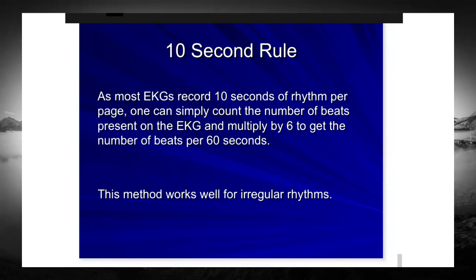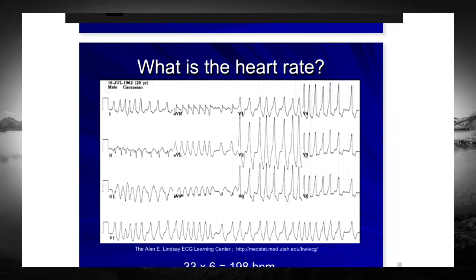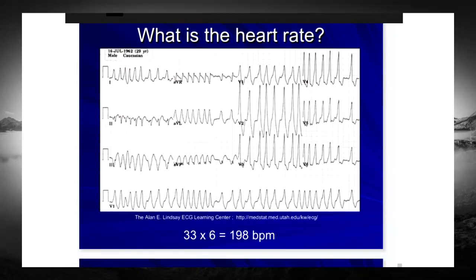So the easiest thing to do is make sure that you have a standardized ECG and then count your QRSs. That way you know exactly what that heart rate is, and this works for regular or irregular rhythms. So, what is the heart rate? I'm not going to make you count all this out, but all I would do is count each of these. This is also ventricular tachycardia. So 33 of these are across, multiply that by 6, 198 beats per minute.